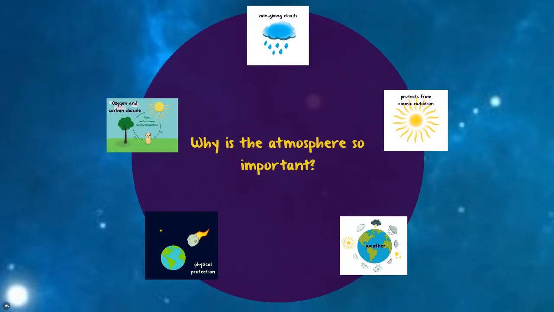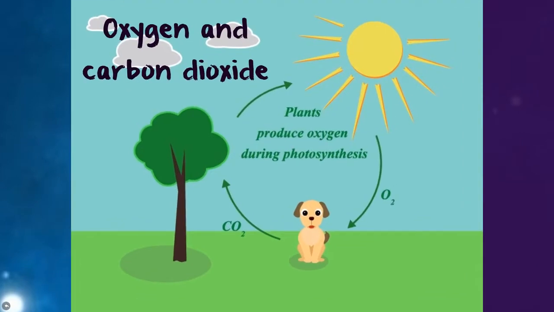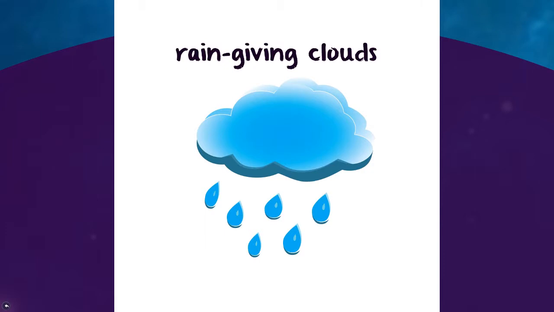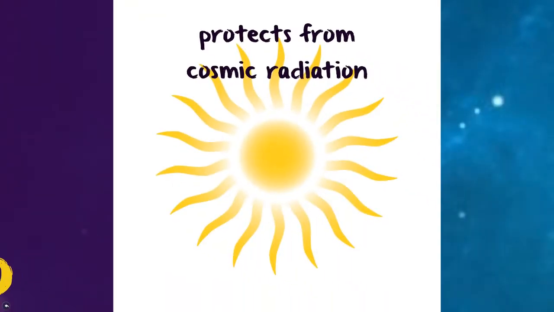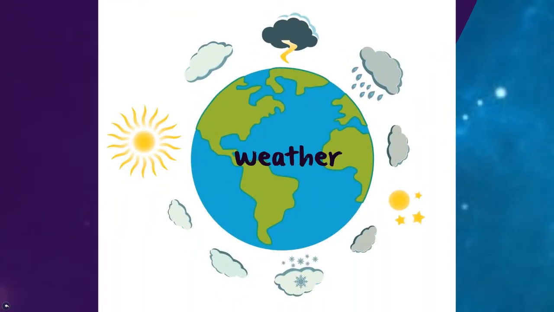Why is the atmosphere so important? This thin layer of gas supplies the oxygen we breathe and the carbon dioxide which plants utilize. It also generates rain-giving clouds, and it protects all living organisms from the harmful cosmic rays and the ultraviolet radiation from the sun. One of the most important benefits the atmosphere provides is maintaining the Earth's temperature. On the Moon, which has no protective atmosphere, temperatures can range from 121 degrees Celsius in the sun to negative 157 degrees Celsius in the shade.